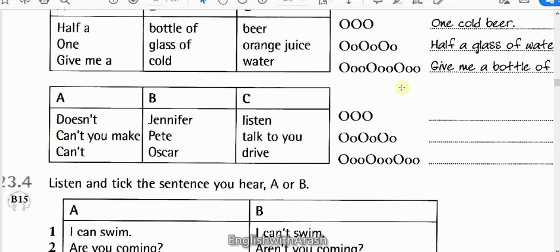Like, you know, it does not really look good or natural. 1 cold beer. Half a glass of water. Give me a bottle of water. مثلا هیچ شما نشنید که مثلا میگه give me a bottle of water. همه رو نمیتونید استرس کنید. یه سری ها رو استرس کنید بقیه رو سریع میگید رد میشید. And then the ones that are not stressed, you just go through it quickly. Give me a bottle of water.